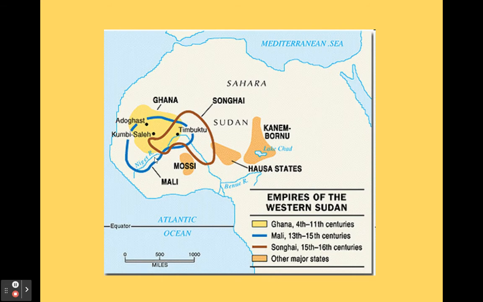But again, we're seeing that all of them have some form of contact or are close to the Niger River, and all of them have some contact with the Trans-Saharan trade route. Obviously, we can't see the trade route on here because it's not drawn, but still.